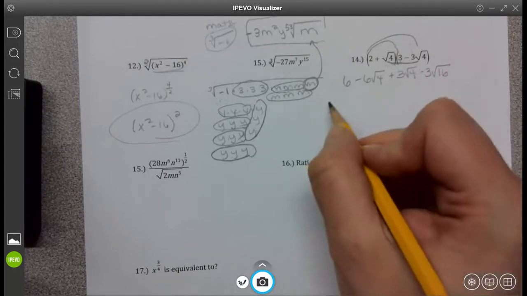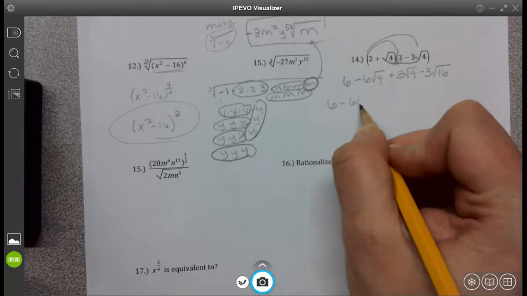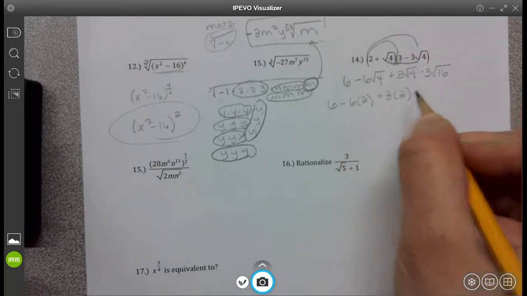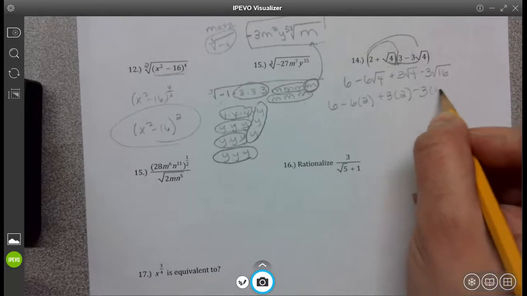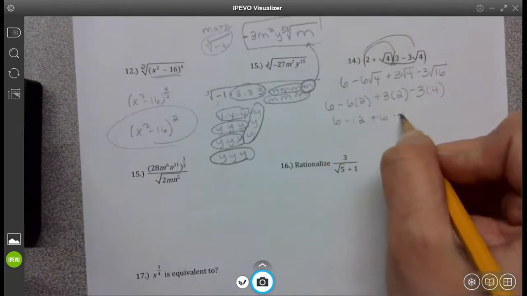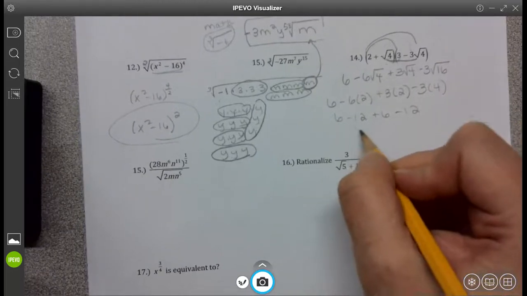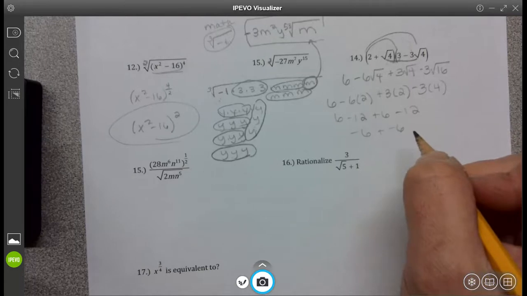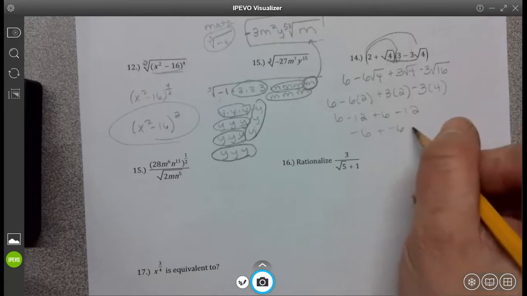Now we can clean it up. 6 minus 6 times 2 plus 3 times 2 minus 3 times 4. 6 minus 12 plus 6 minus 12 is -6 plus -6. Yeah, that's right. Okay. Is -12.